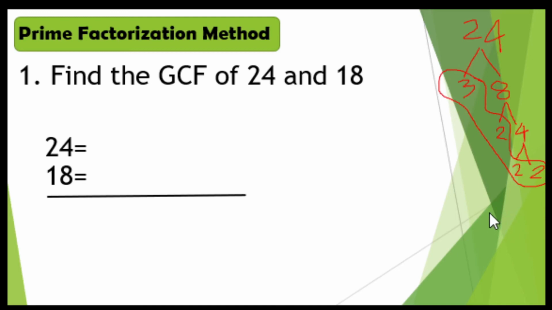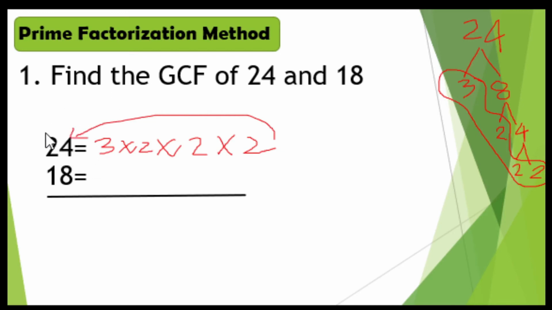Prime factors of 24. We have to write it here. 3 times 2 times 2 times 2. When we multiply, 3 times 2 times 2 times 2 is equal to 24. Next, let's proceed to 18.